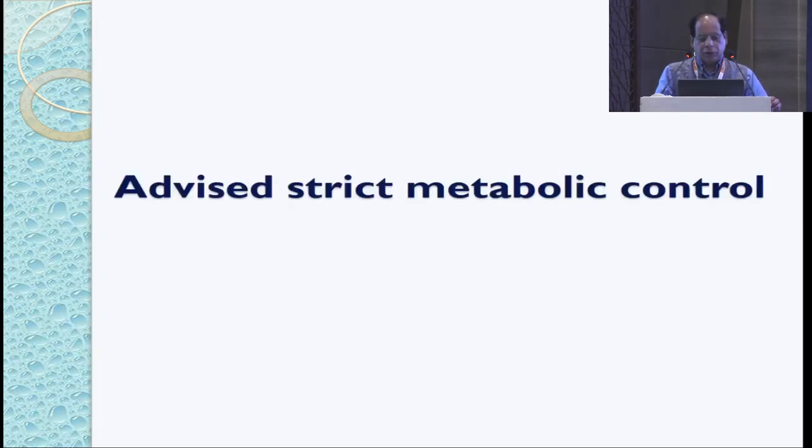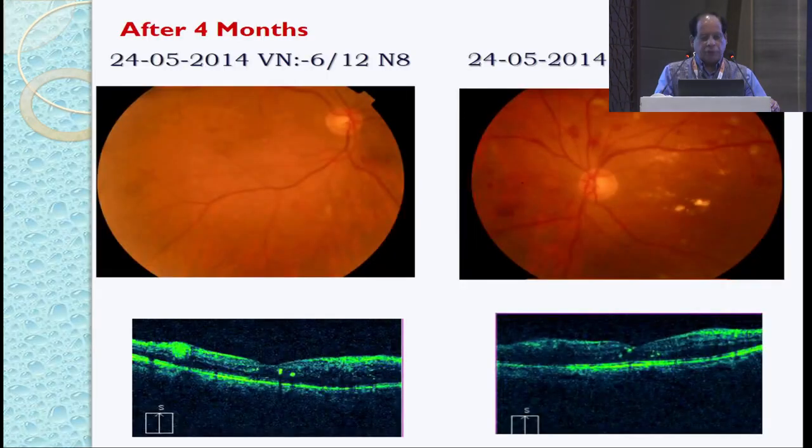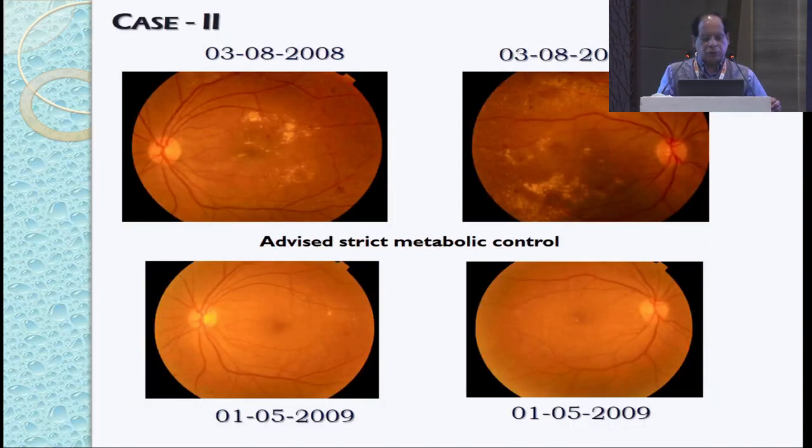We advised strict metabolic control and kept the patient under observation. We discussed the pros and cons. We advised anti-VEGF, but the patient, for some reasons, was not ready at that time. We kept on with metabolic control. After 4 months, when he came to us, his vision was improving with systemic control alone, and the exudate was decreasing. He had good vision even after 4 months of strict metabolic control. Sometimes it may take a little longer to resolve macular hard exudates and macular edema.